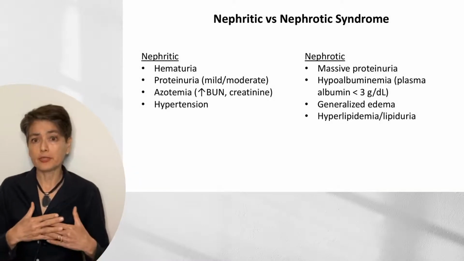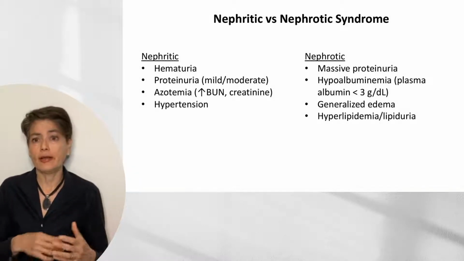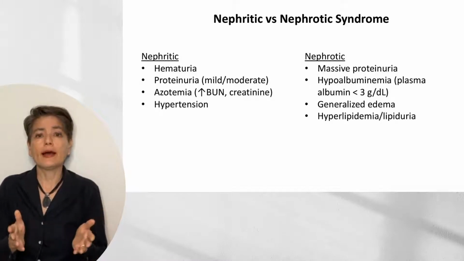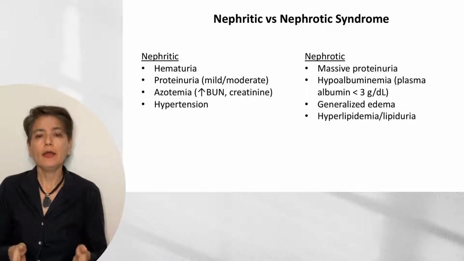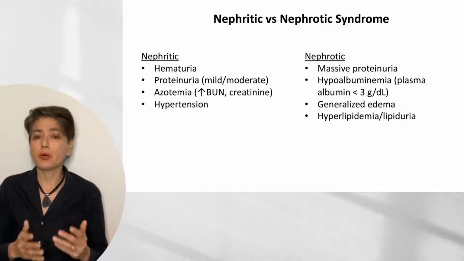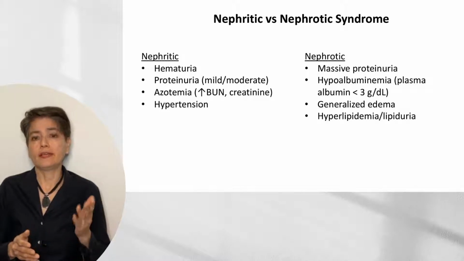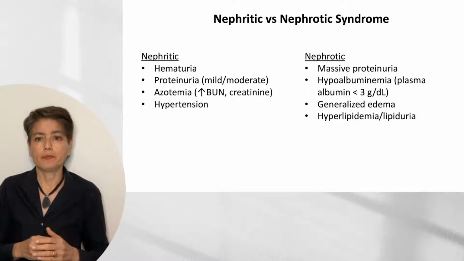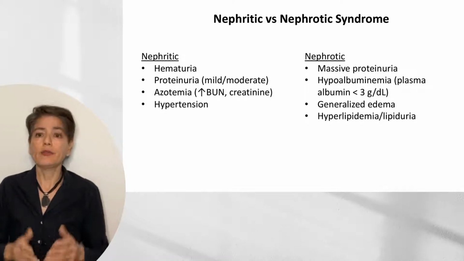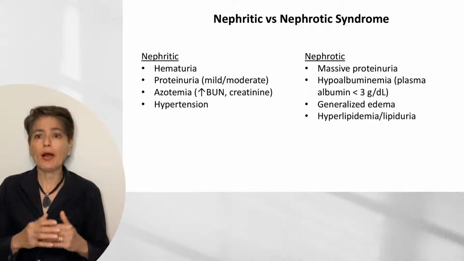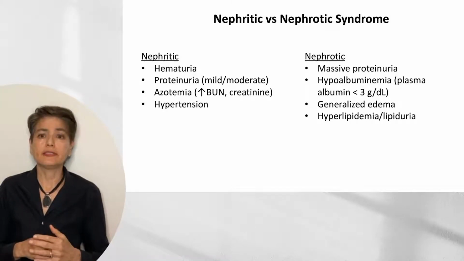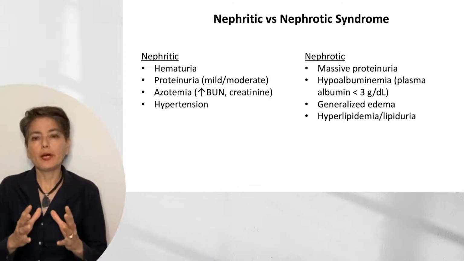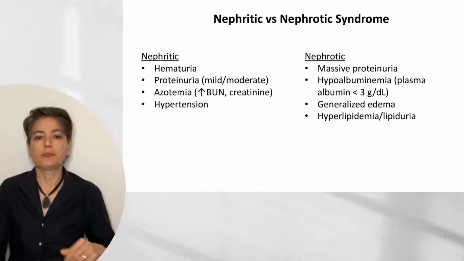Now, if you're like me as a medical student, through whichever source you use, the internet, a book, an outline, you have written down these are the things to memorize for each of these syndromes. For nephritic syndrome, you should know it causes hematuria, mild to moderate proteinuria, azotemia, which is defined as increased BUN and creatinine, and hypertension. And for nephrotic syndrome, you will memorize massive proteinuria, hypoalbuminemia with a plasma albumin of less than 3 grams per deciliter, generalized edema, and hyperlipidemia and lipiduria. And that's what you memorize. But this video will help you understand why you see this in these particular syndromes.